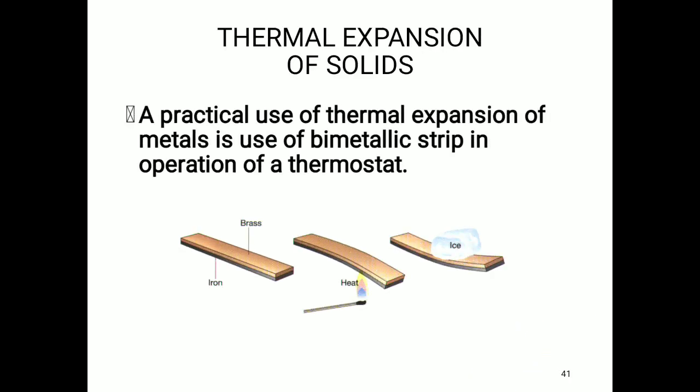A practical use of thermal expansion of metal is the use of bimetallic strip operation in a thermostat. So in a thermostat, bimetallic means the strip which is made of two different metals. You can see here iron and brass. When you heat, there will be a change in the shape of this bimetallic strip. When you cool this, there will be a shape change. So this is the thermal expansion and contraction: thermal expansion when heating and contraction when cooling.